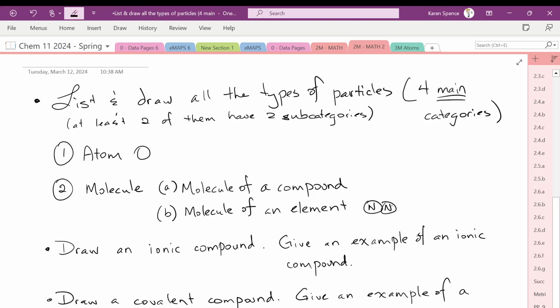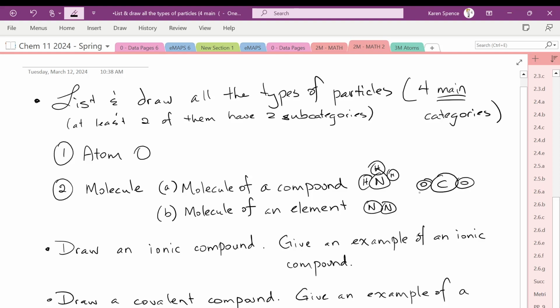Molecule of a compound. How would that look different? Yeah, 2 different types of atoms. So you might have N with an H and an H and an H. Can you think of another example? CO2. C and an O and an O.